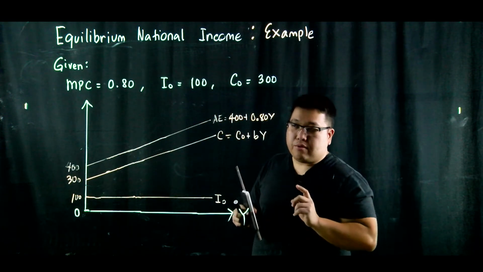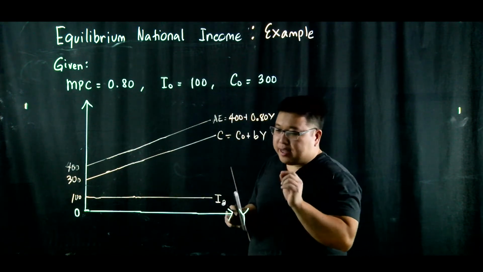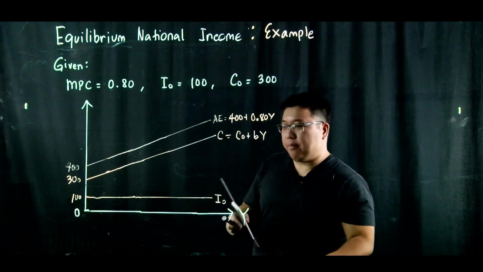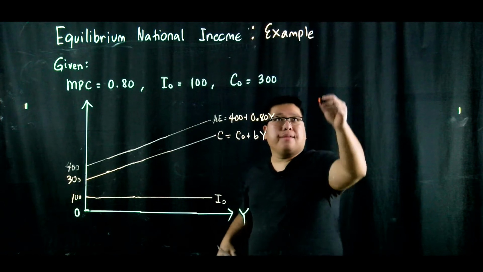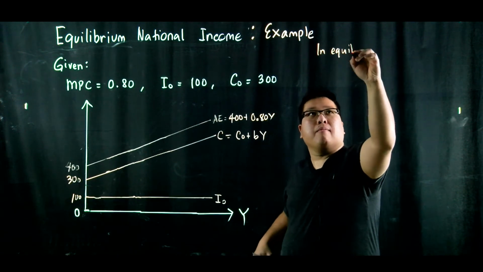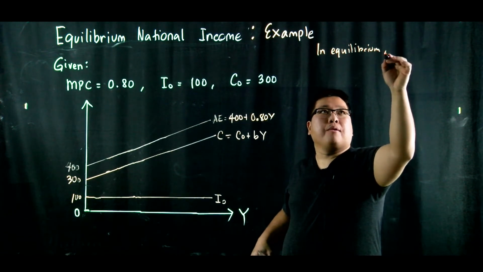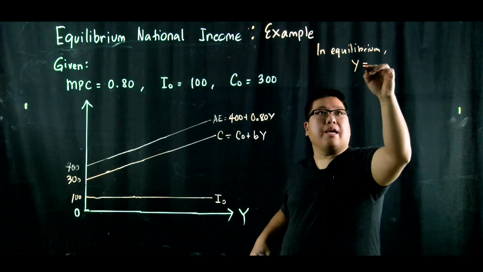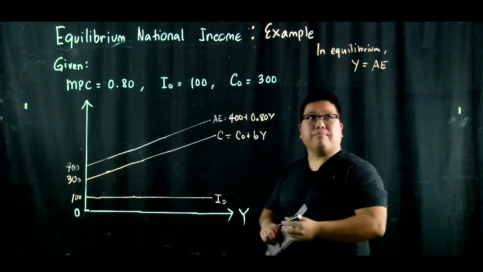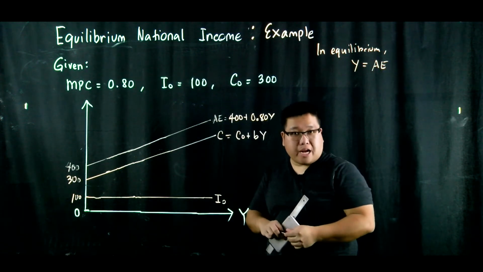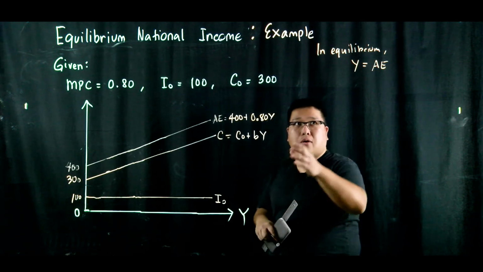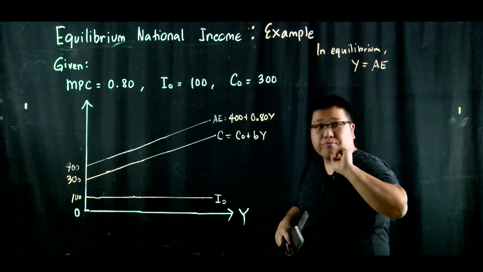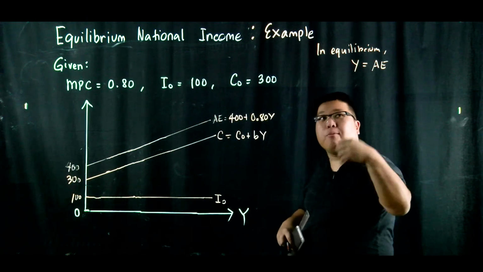So what we need to find is the equilibrium national income. So how do we do that? Well, we know from the previous video that in equilibrium, Y equals AE. So in other words, in equilibrium, aggregate national income equals aggregate expenditures. So this is the expression for the equilibrium condition.